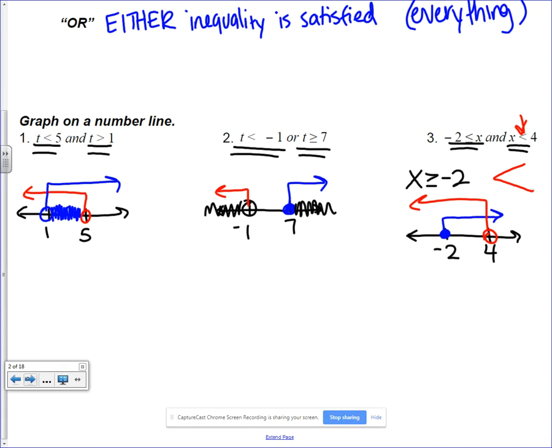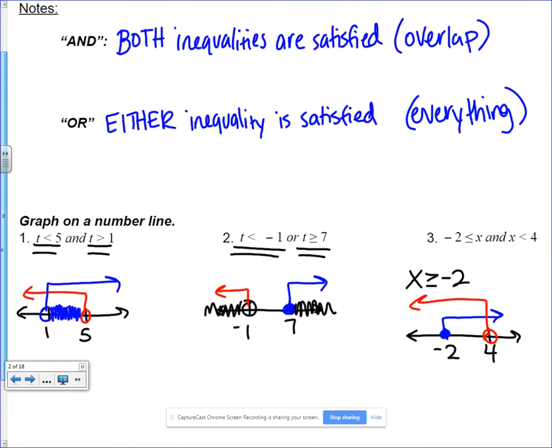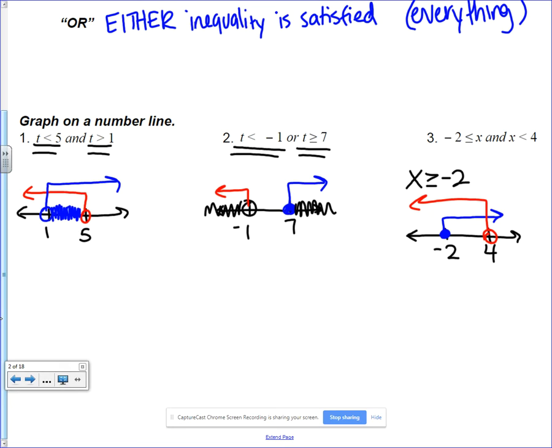Is this an and or an or problem? Cody, I'm up to you. Is this and or or? It's and. Does that mean overlap or everything? Okay, so I'm looking at my notes up here, and means the overlap. So Cody, where do these things overlap? Where do both the red and the blue line show up?